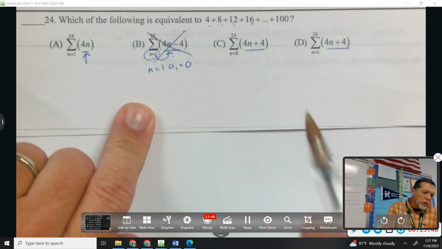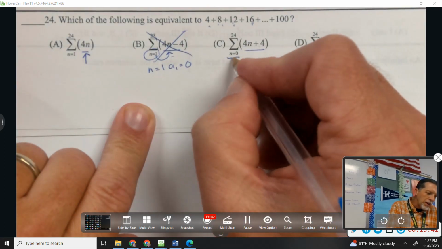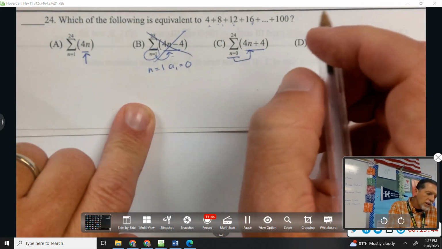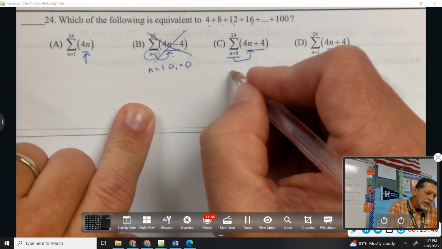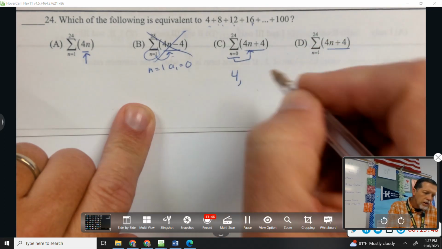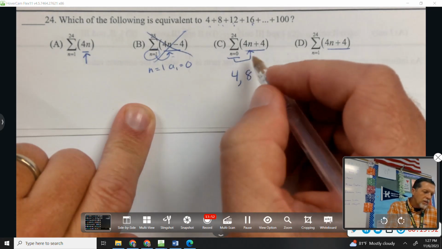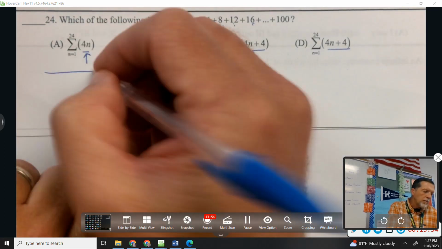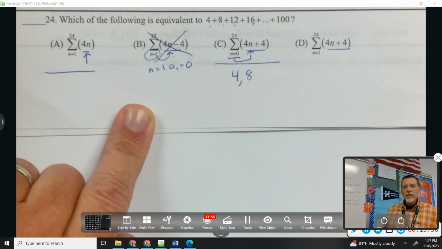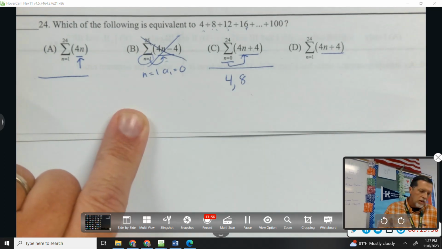4n plus 4 doesn't seem right, but if I start at 0, then my first term would be 4. And if I plug in 1, my next term would be 8. So A and C both work so far.